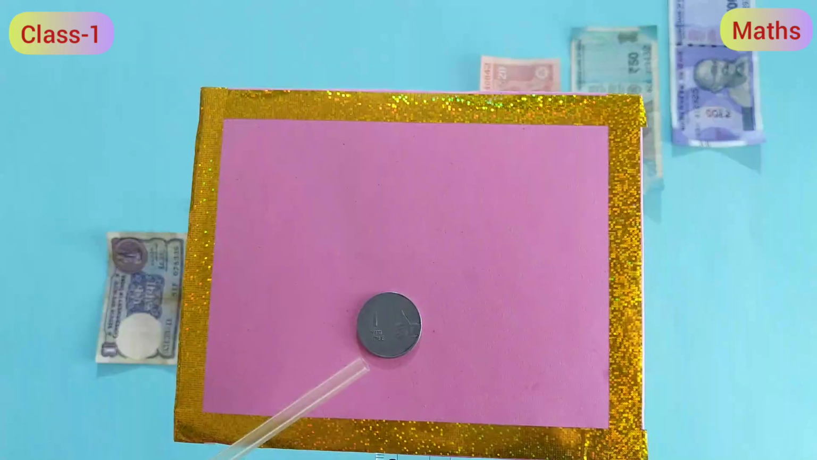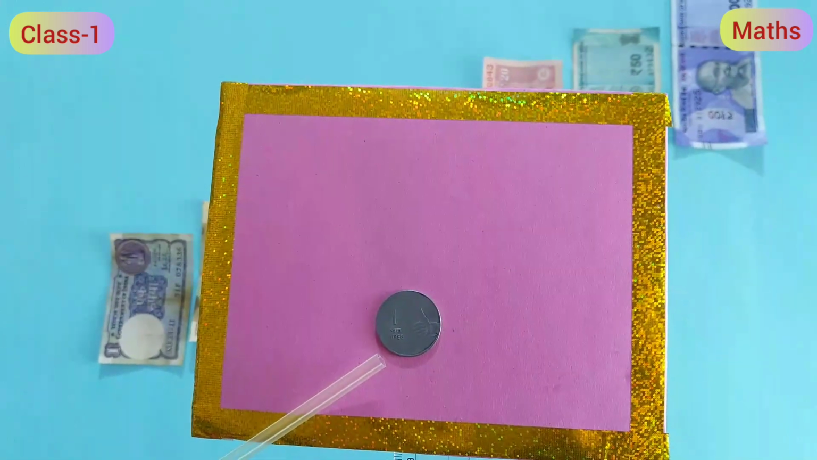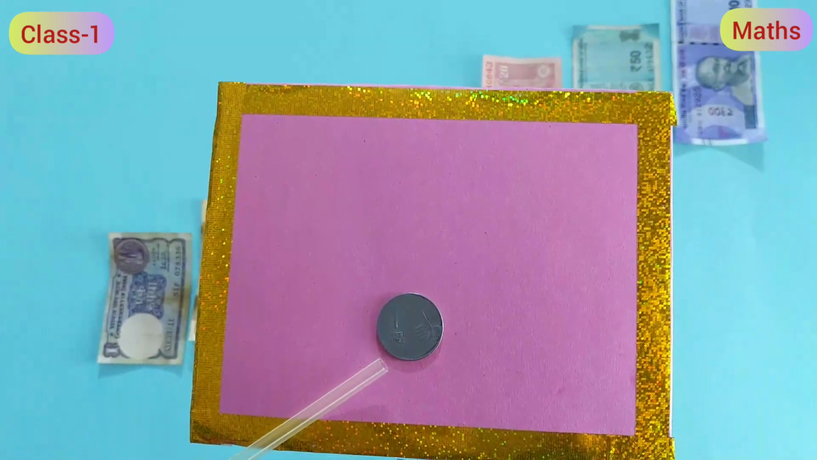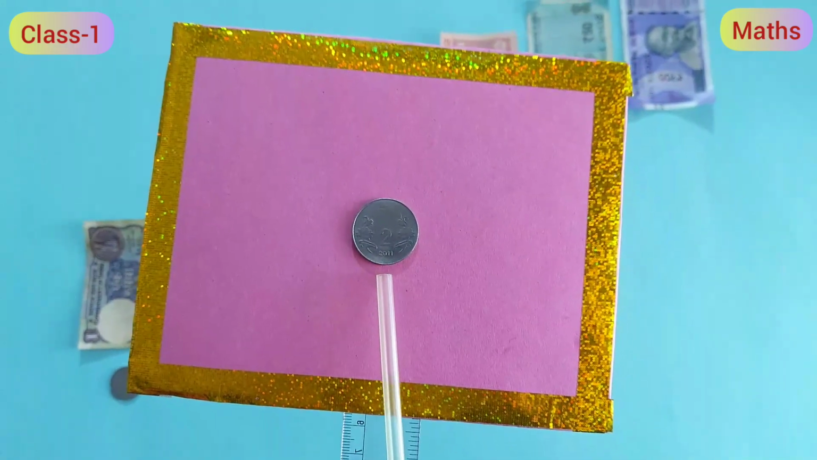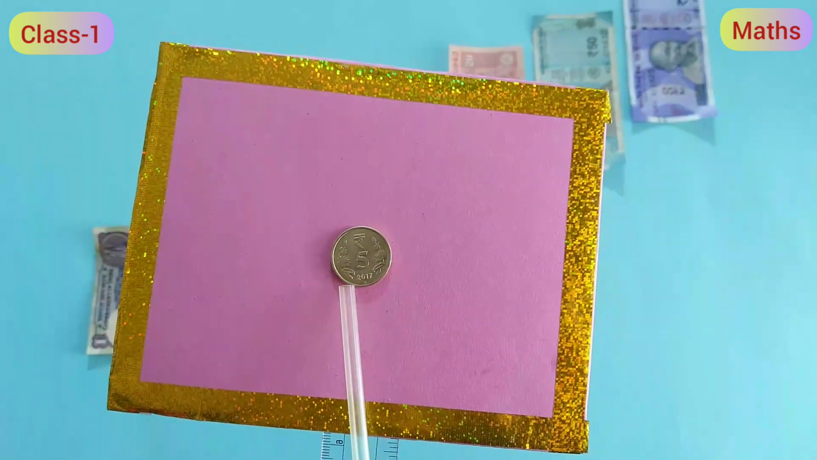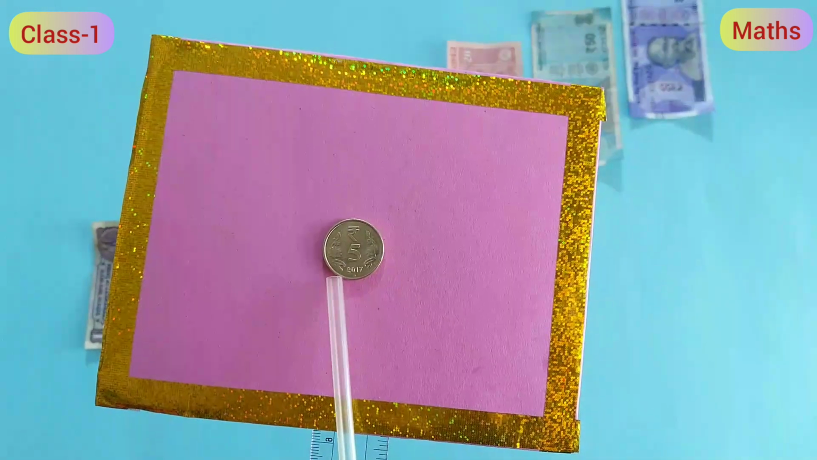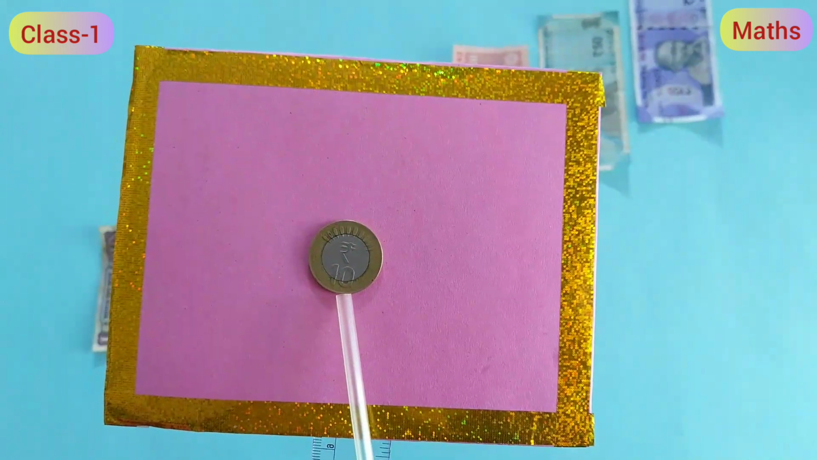Dear children, now let's have a look on some of the coins. This is 1 rupee coin. It's a 2 rupee coin. Now it's a 5 rupee coin, dear students. And this is 10 rupee coin.